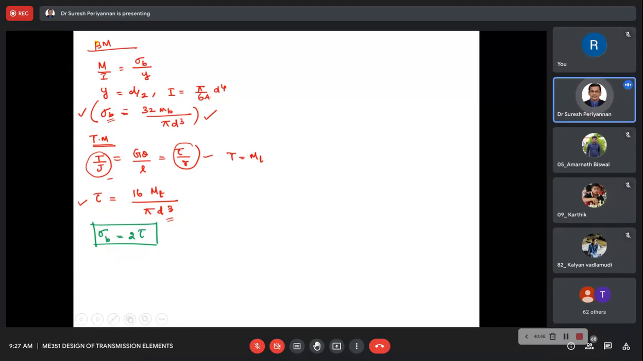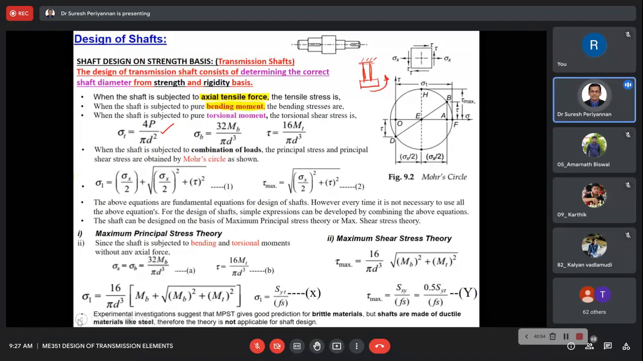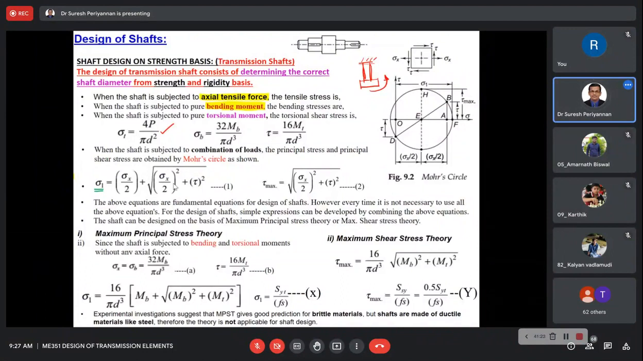With respect to the torsional moment and bending moment, we can define the diameter of the shaft. Now when the shaft is subjected to a combination of loads, principal stress comes into play. What is the maximum principal stress? Sigma 1 is equal to sigma x by 2 plus square root of sigma x by 2 squared plus tau squared. Bending stress is nothing but normal stress.